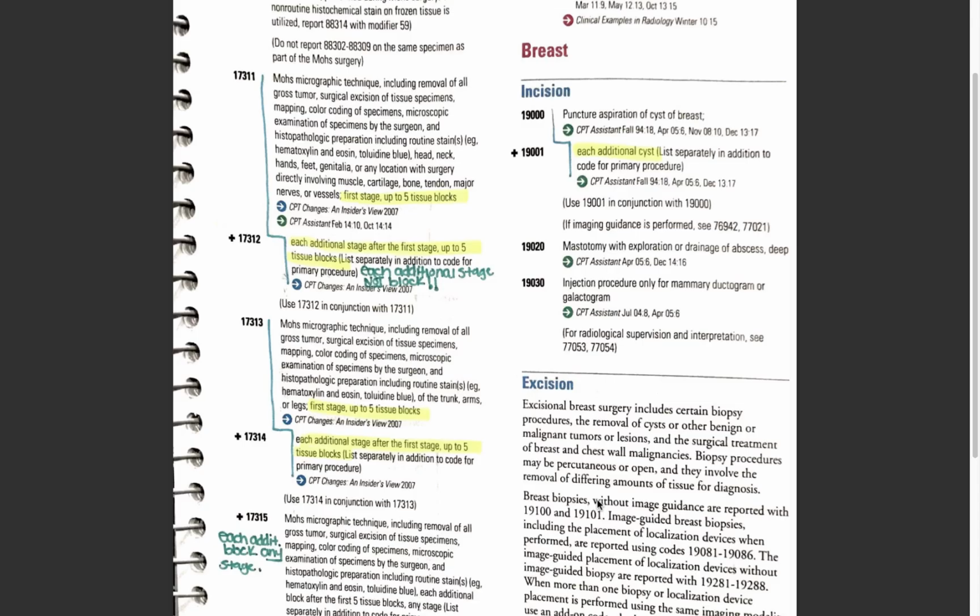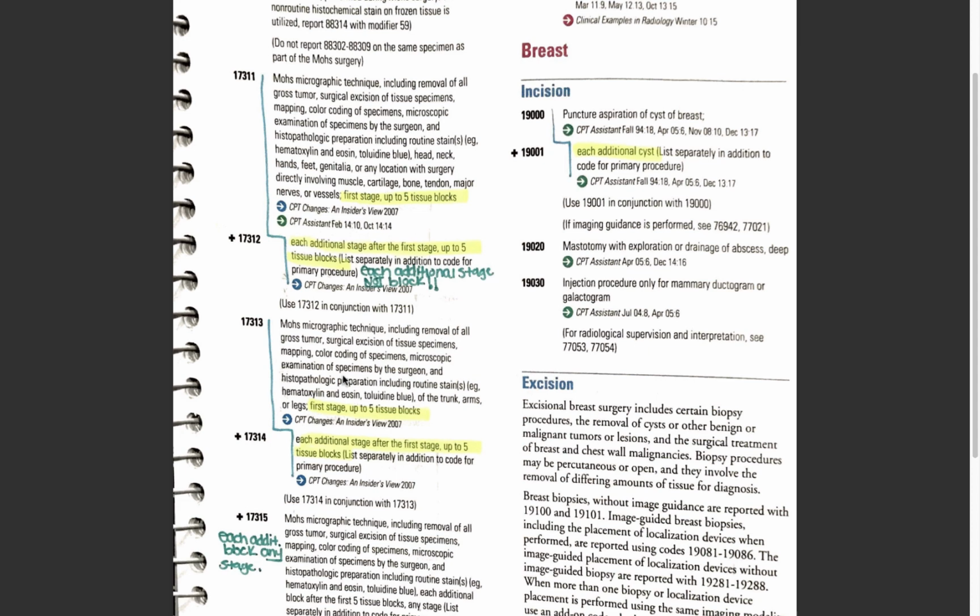When coding these, you must first determine what the body area was that Mohs was being done on. 17311 involves the head, neck, hands, feet, genitalia, or any location with surgery directly involving muscle, cartilage, bone, tendon, major nerves, or vessels. In 17313, it is the trunk, arms, or legs. 17311 and 17313 are for the first stage up to 5 tissue blocks. 17312 and 17314 are for each additional stage up to 5 tissue blocks in that stage.